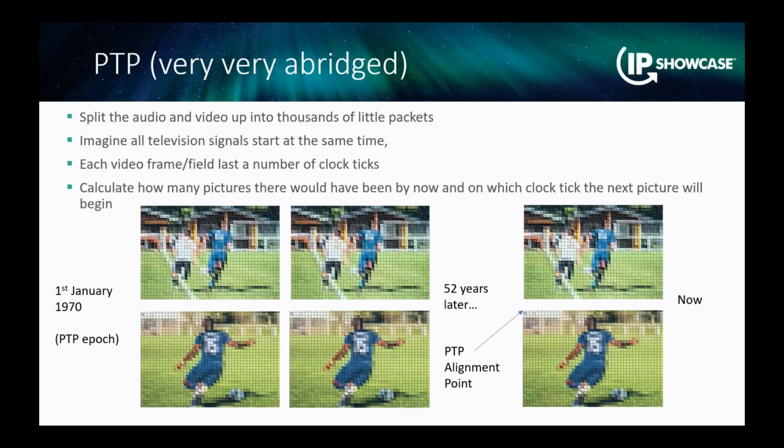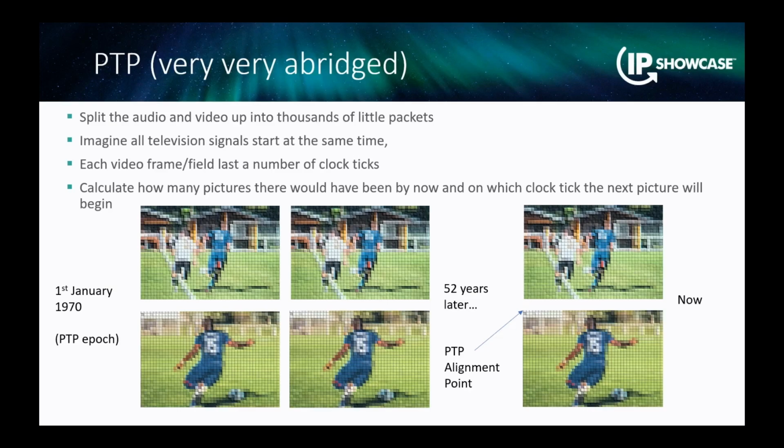And so each video frame and field lasts a number of clock ticks. So we start from the 1st of January 1970, and that's known as the PTP epoch. And 52 years later, there is a time with n number of frames later. That time, the beginning of said frame on the right, is the PTP alignment point. I really hate that word. I wish I could come up with a better word for it.